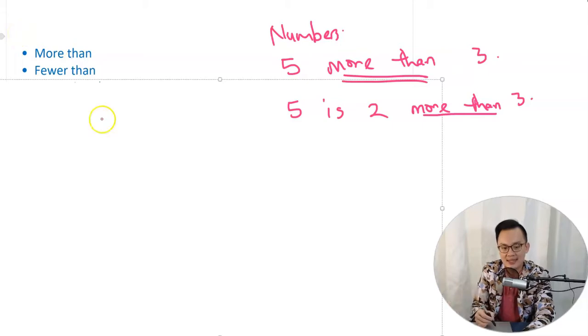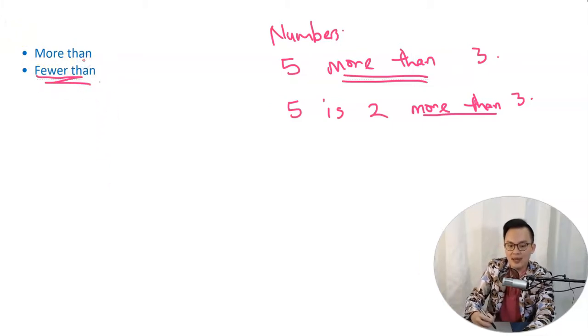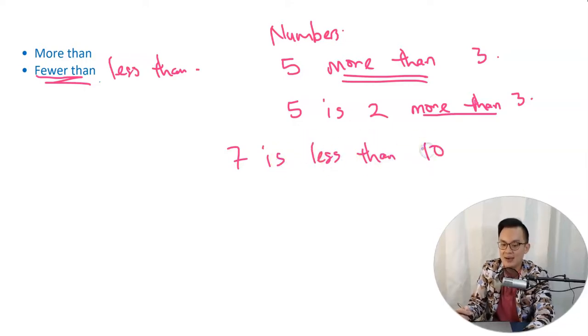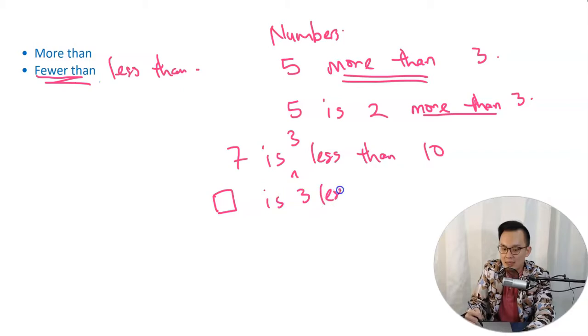The next phrasing they need to understand is "fewer than" or "less than." You can say 7 is less than 10. They must understand that 7 is less than 10, 10 is more than 7, and also that 7 is 3 less than 10. They must also know what is 3 less than 10, and the answer is 7. So it's 10 minus 3 equals 7.